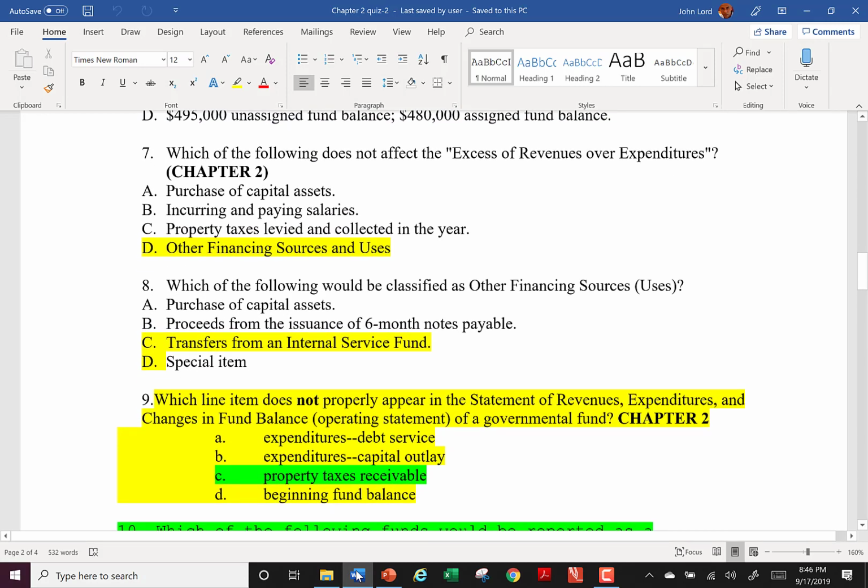Number 8. Which of the following would be classified as other financing sources? Well, there's only two: transfers in and long-term debt financing. Those are the only two other financing sources. Transfer from the internal service fund, is money coming in? Yeah. Purchase of capital asset is an expenditure. Proceeds from the issuance of a 6-month note payable. That was a little tricky. That's not long-term. You need to know that something that is 6 months is not long-term to be able to answer that question. If it's short-term borrowing, it's a current liability. It's going to be reported on the balance sheet, isn't it?